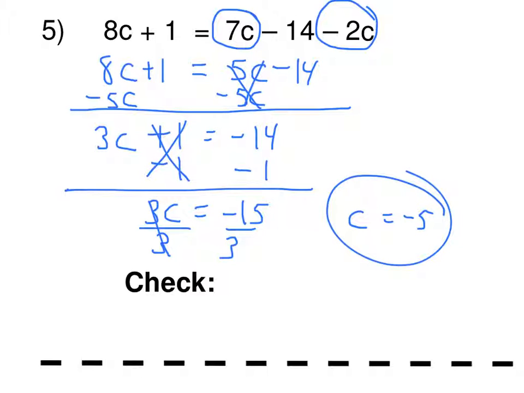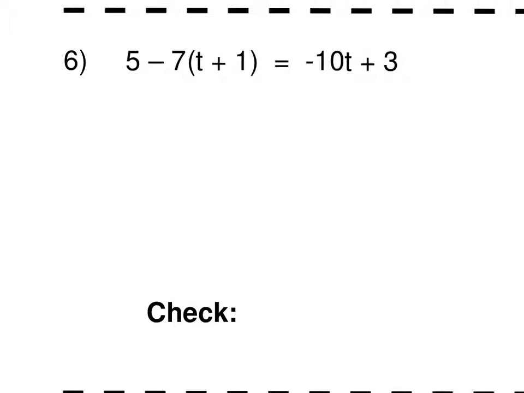All right, number 6. What do you notice about number 6? Number 6 has the parentheses. So before we can do anything, we need to do distributive property and combine like terms. So let's do distributive property first. I'm going to multiply that negative 7 times t, so I get negative 7t. Multiply the negative 7 times the 1, I get negative 7. So the parentheses are now gone.